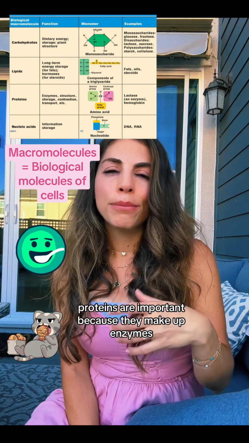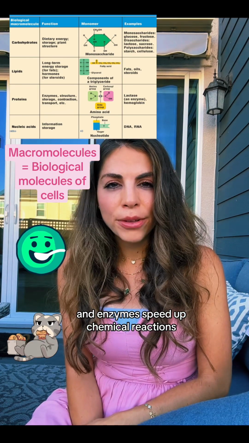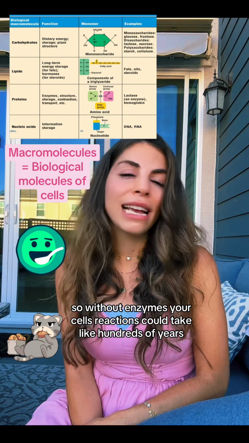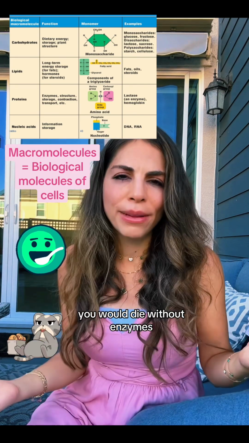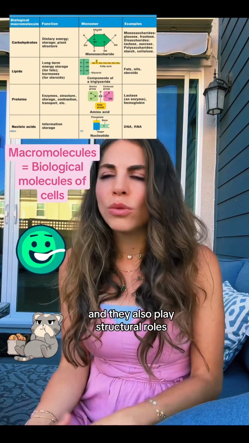Proteins are important because they make up enzymes, and enzymes speed up chemical reactions. So without enzymes, your cells' reactions could take like hundreds of years. You would die without enzymes. That's why you need proteins. And they also play structural roles in cells.